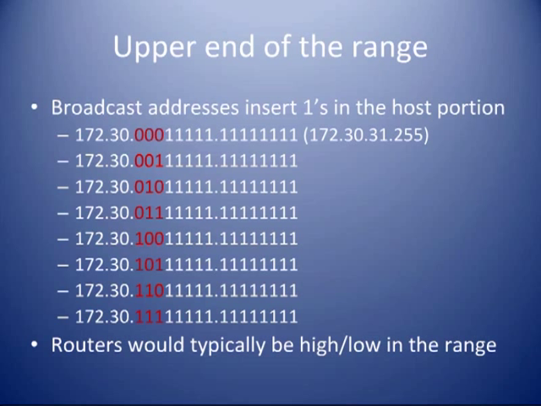All right. Okay, and again, the routers would typically be high or low in the range. So if we look at this first network address range of 172.30.0.0 to 172.30.31.255, you might pick 31.254 for a router address.